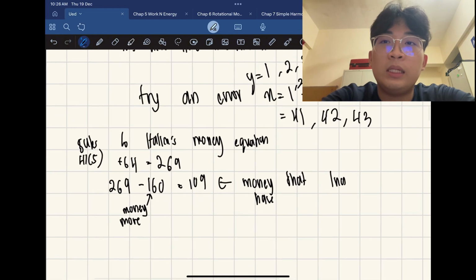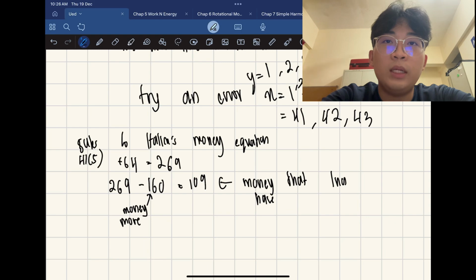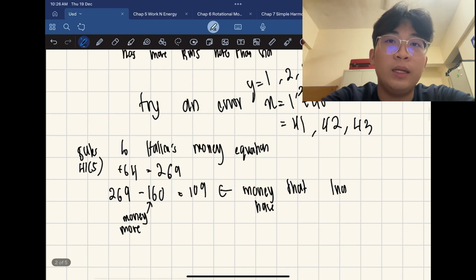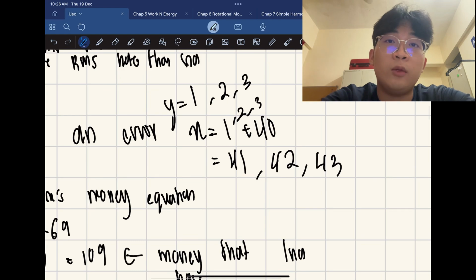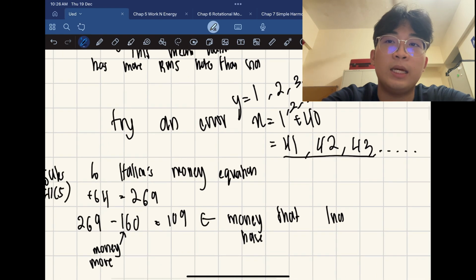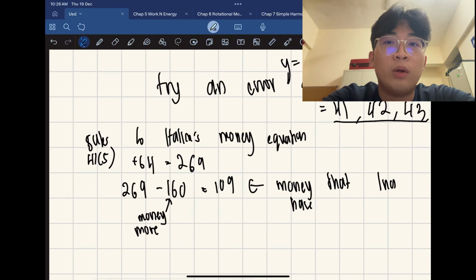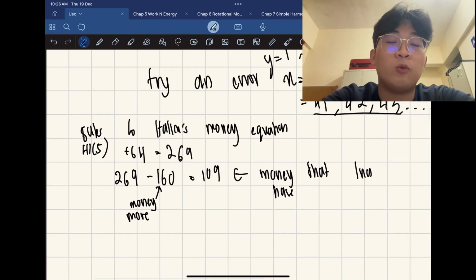We can see that here. We can also try trial and error, where we substitute Y equal to 1, 2 or 3, and we get X equal to 41, 42 or 43, and we can see that the value that Ina has is 109. That's all. For question B, I let my friend Emerald solve this question.